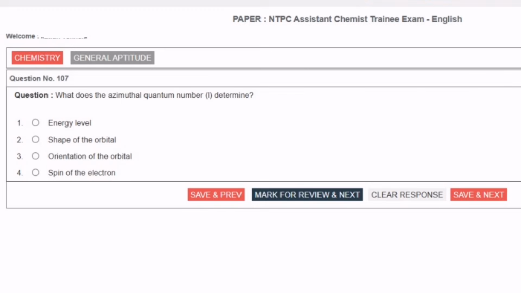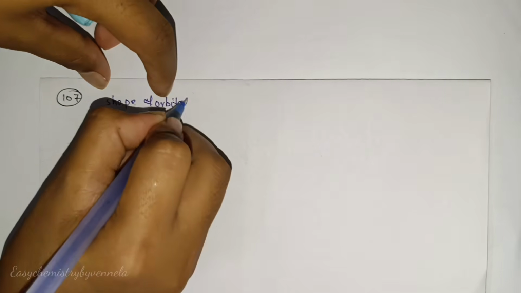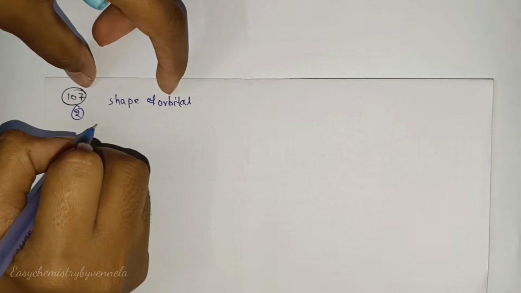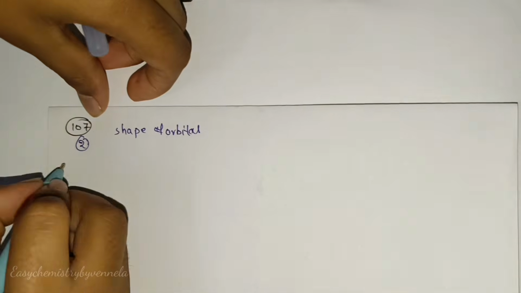Next question. What does the azimuthal quantum number determine? It determines the shape of orbital. This is also a repeated question. Correct option is the second one. Orientation of orbital is magnetic. Spin is spin quantum number. Energy level is principal quantum number.